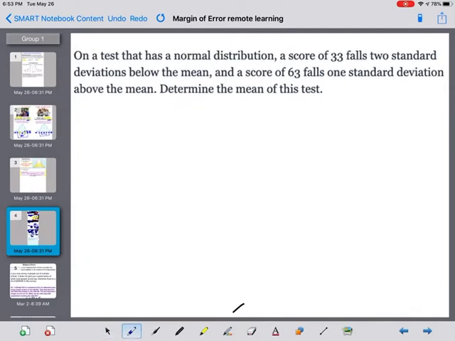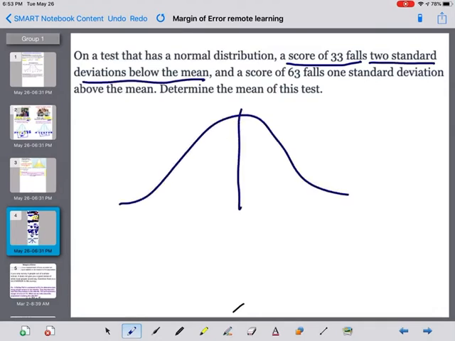On a test that has a normal distribution, a score of 33 falls 2 standard deviations below the mean. So picture this, right? Here's the mean. 2 below is 33. A score of 63 falls 1 above. So 63 would be right here. Well, I have to find out what the mean is.